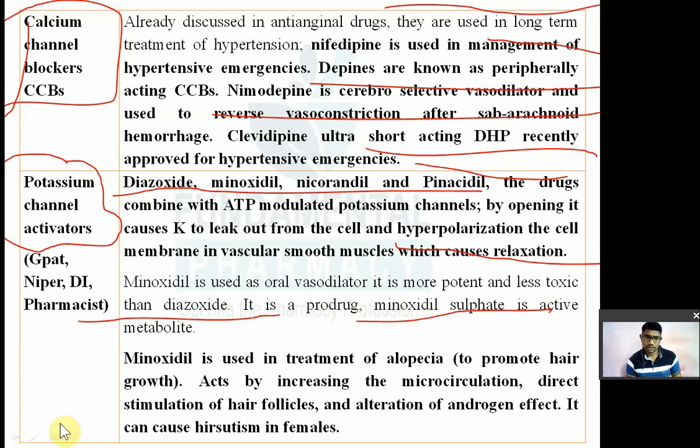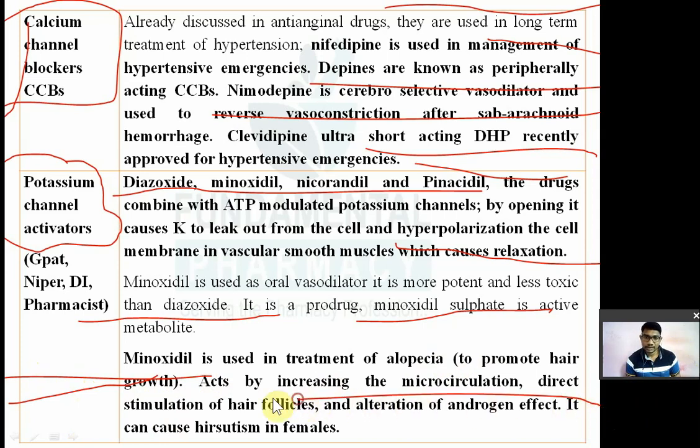Okay, remember this about it. Minoxidil is a drug used in the treatment of alopecia. Alopecia means baldness; the person who has no hair on the head is said to have alopecia. Minoxidil is used in the treatment of alopecia to promote hair growth. So it is a hair growth promoter. It acts by increasing the microcirculation, direct stimulation of hair follicles, and alteration of androgenic effect.